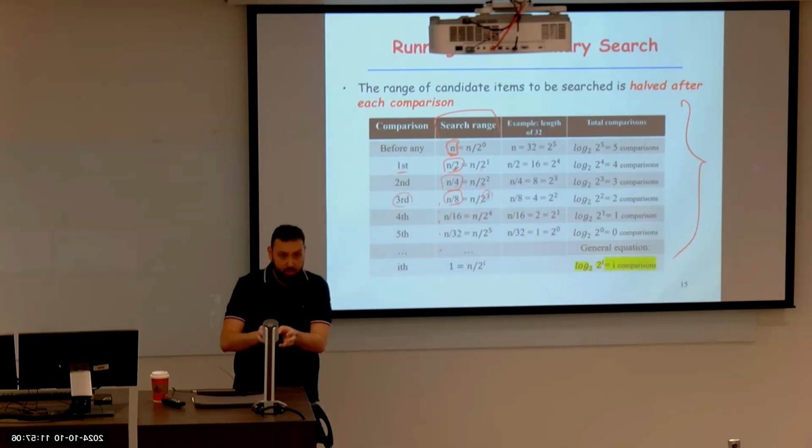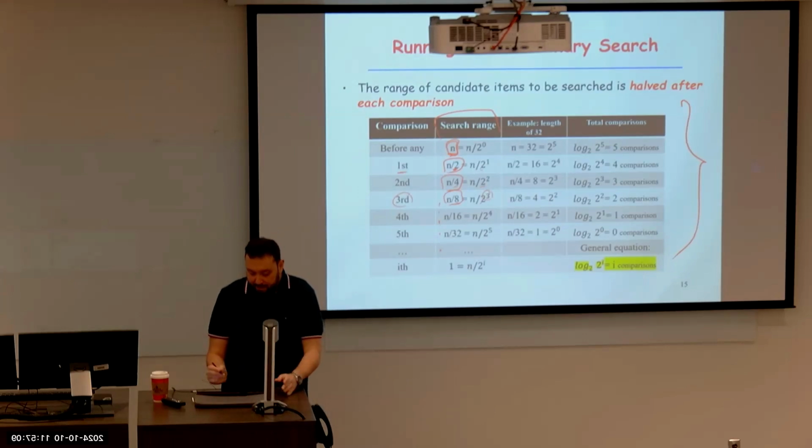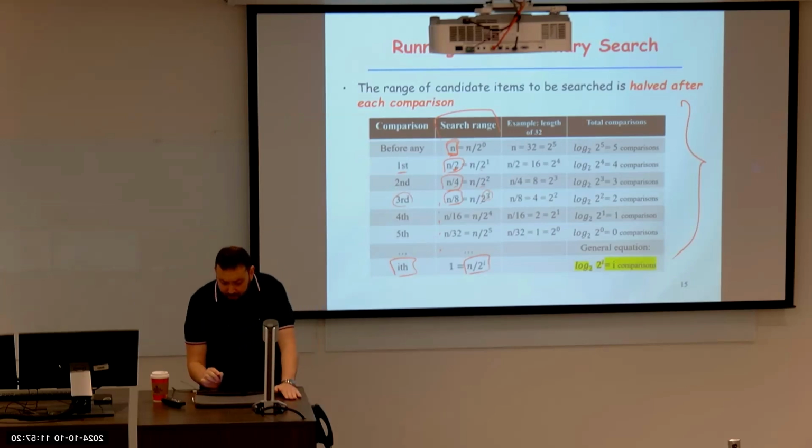So can I conclude a general rule here? Yes, I can say that for I iterations, I will have n over 2 to the power of I. Okay, so I can conclude this. Now, let's take an example. If I take 32 as an example, I'm starting with 32, correct? How many comparisons, so how many times do I need to divide to reach my number or be unsuccessful? So let's try it. I'm at 32. I divide by 2, I'm at 16. Then 8, then 4, then 2, then 1. So it took me 5 comparisons.